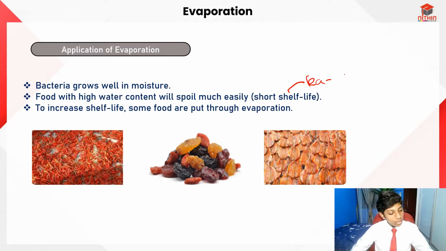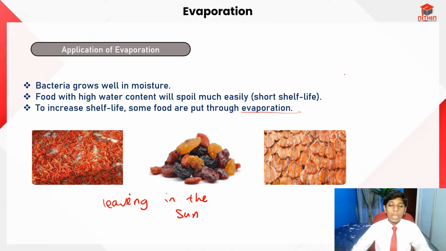Okay, next, to increase the shelf life, some food is put through evaporation, basically leaving the food in the sun. So it actually evaporates and dries up. These are the dried fruit products you get. Dried fruit is actually really sustainable. It won't spoil for a very long period of time. I hope you understood that. Now let's move on.